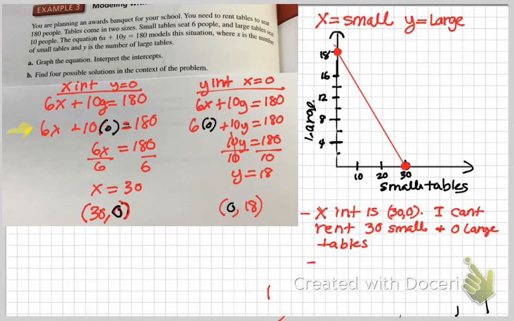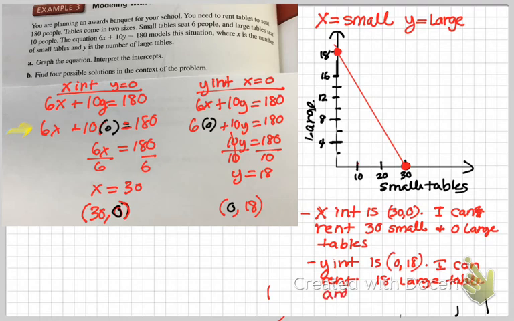For my y-intercept, I have to identify it first. The y-intercept is 0, 18, and what that really means is I can rent 18 large tables, because the y stands for large tables, and 0 small tables. So I have these 2 different possibilities. That's what my x and y intercepts really stand for.